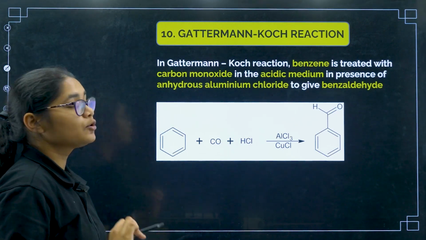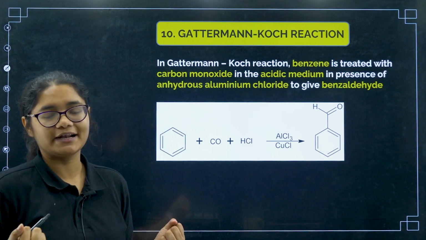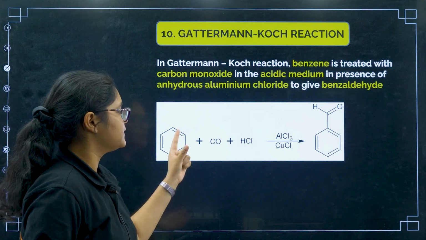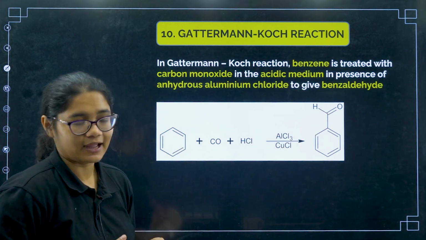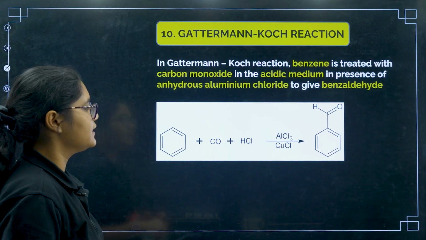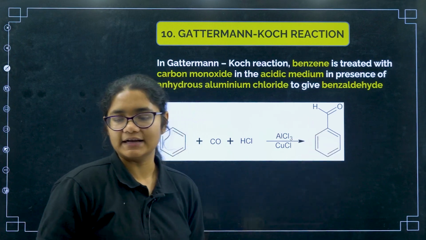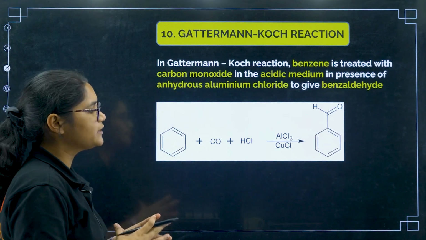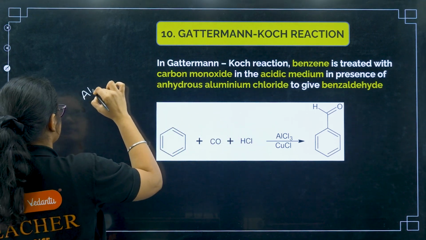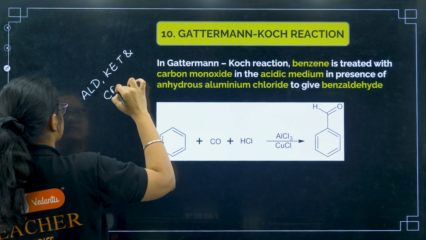Next we have Gattermann-Koch reaction. What happens? It is used for the preparation of benzaldehyde. You take a benzene ring, CO, HCl, AlCl3. This one will attack here and we will get benzaldehyde. In Gattermann-Koch reaction, benzene is treated with carbon monoxide in the acidic medium in the presence of AlCl3 to give you benzaldehyde. As we are preparing aldehydes here, this is from aldehydes, ketones and carboxylic acid.